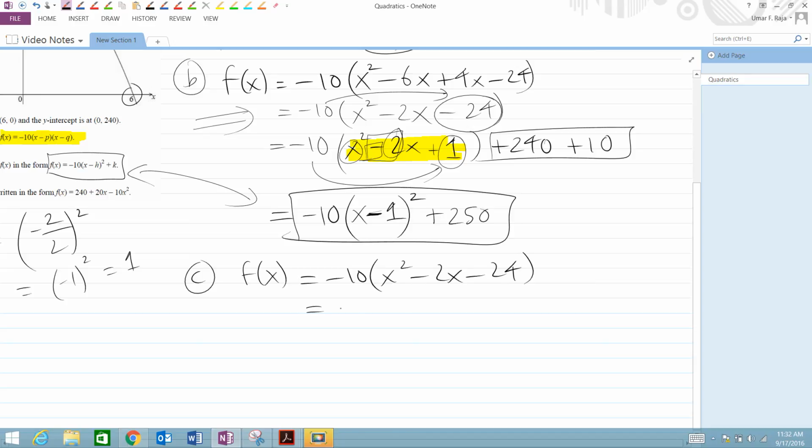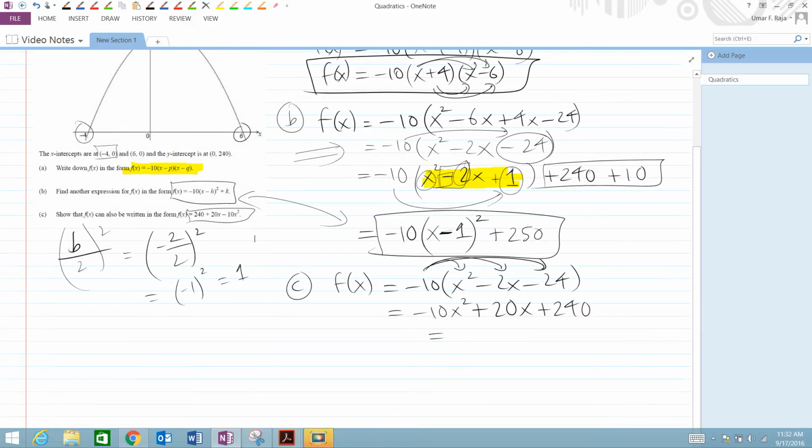If I FOIL this thing out, what's that going to give me? Negative 10x to the second. Right? FOIL just means that you're distributing the stuff. Negative 10 times a negative 2x is going to give me a positive 20x. And then, of course, the last thing is a negative 10 times a negative 24, and that's going to give me a positive 240. Now, look, you got this equation. If you want to rearrange that to match it up with what they have, you don't even need to. But if you want to do that, you can see that that's the same equation. That's how you do that.